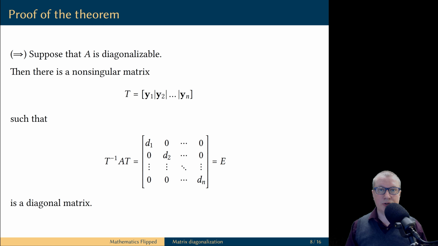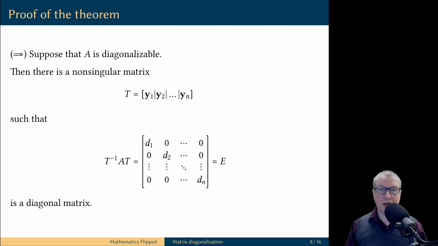We are going to assume that the matrix A is diagonalizable, and we will need to prove that it is possible to find a linearly independent set of n eigenvectors of this matrix. If the matrix A is diagonalizable, then there exists a non-singular matrix, let's call it T, such that T inverse AT is a diagonal matrix. Let's call this diagonal matrix E.